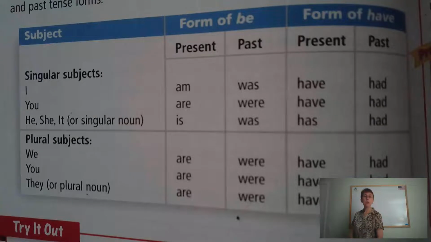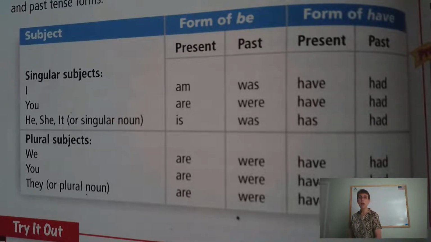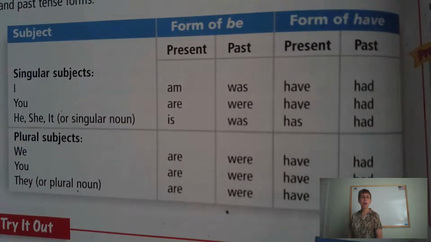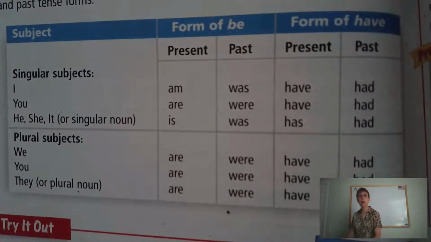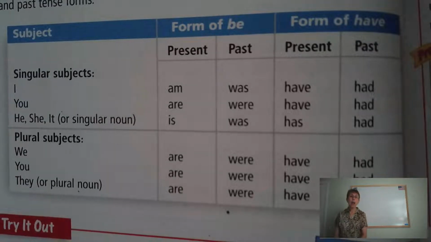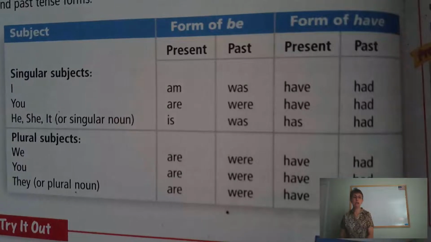Now, with those same singular subjects, if we're doing a form of have, in the present we would use have, has. I have, you have, he, she, or it has. And in the past, we would use had for each of them. I had fun, you had fun, he, she, or it had fun.